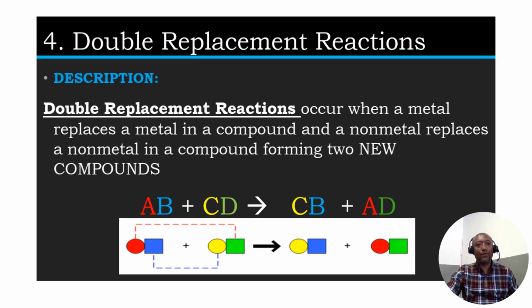Here is the fourth type of reaction. We call it double replacement reaction. What is the description of this double replacement reaction? Double replacement reaction occurs when a metal replaces a metal in a compound and a non-metal replaces a non-metal in a compound, forming two new compounds. As you observe here mathematically, AB treated with CD and CB plus AD is formed. This type of reaction is also called double displacement reaction.